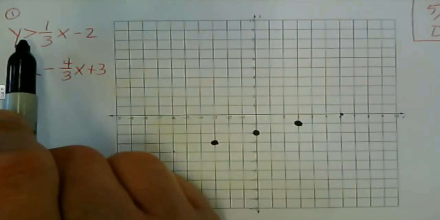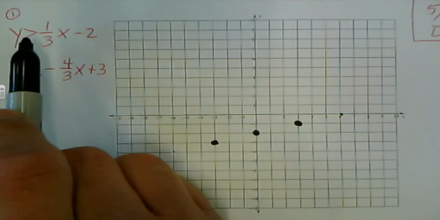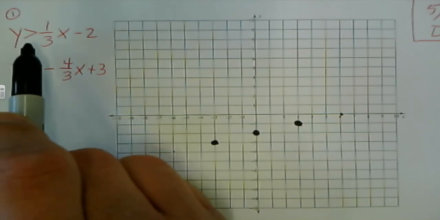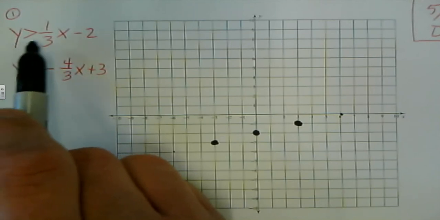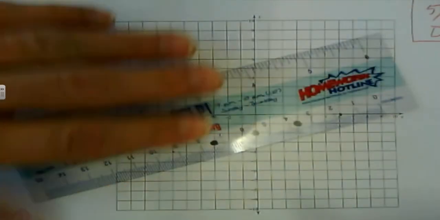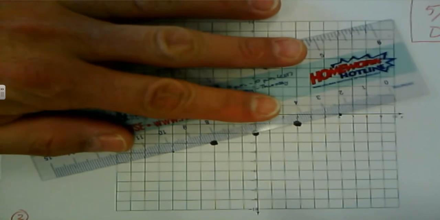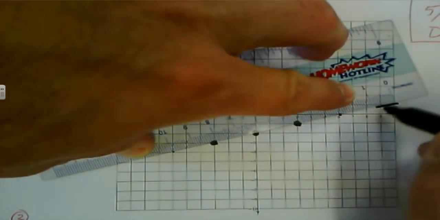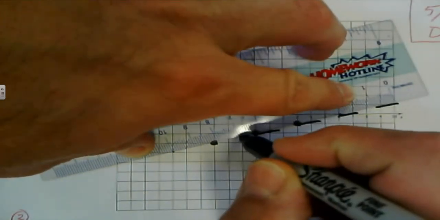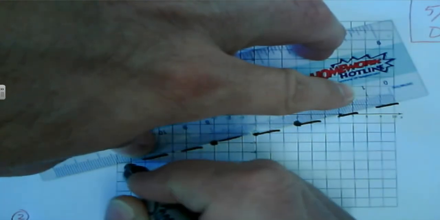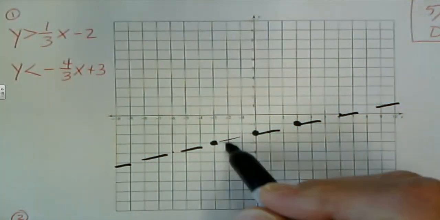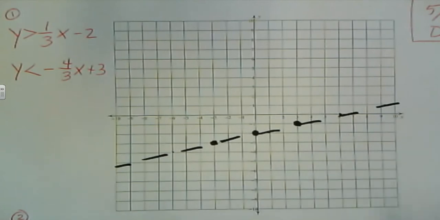Now, I need to look at this before I draw my line. And I look, this is an open or a dashed line. Dashed because there's no line underneath it. If there were a line underneath it, which means equals, I would put a solid line. But this is going to be a dashed line, because numbers or coordinate points that appear on this dashed line will not be used.